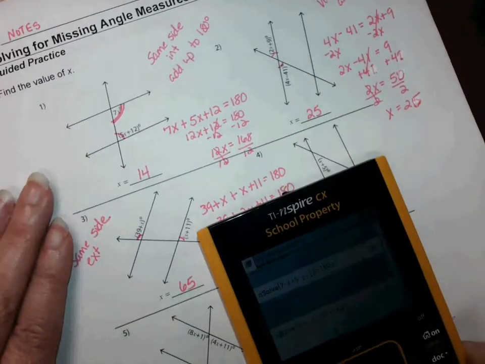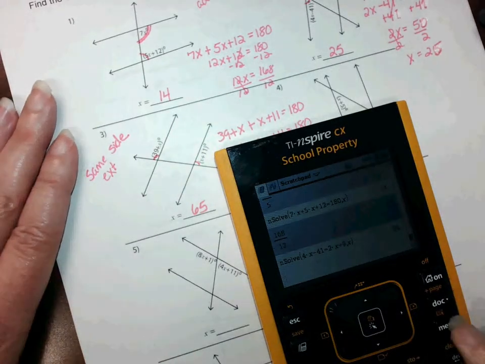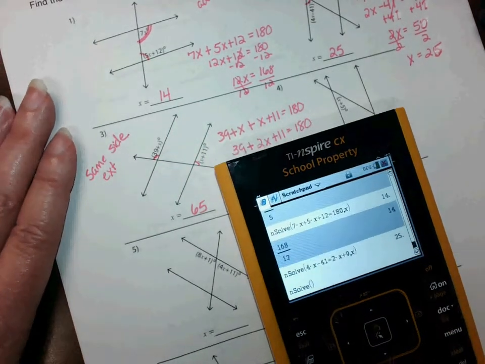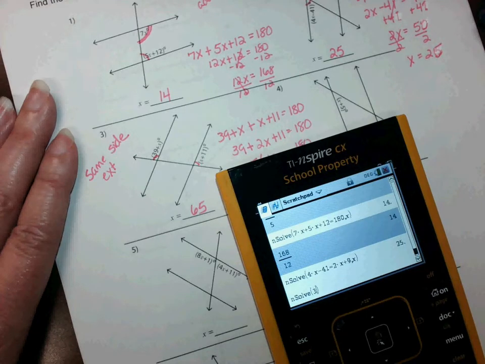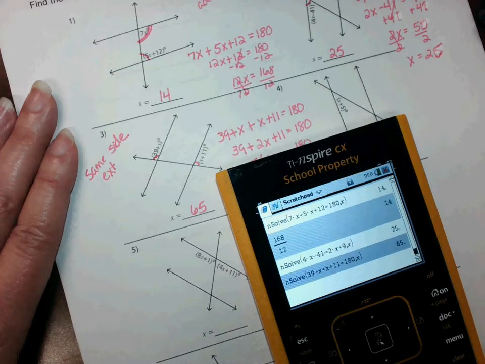Double check myself, because you know I made a mistake last time. Menu 3, 1. And I get 39 plus x plus x plus 11 has to equal 180 degrees, comma x, 65.